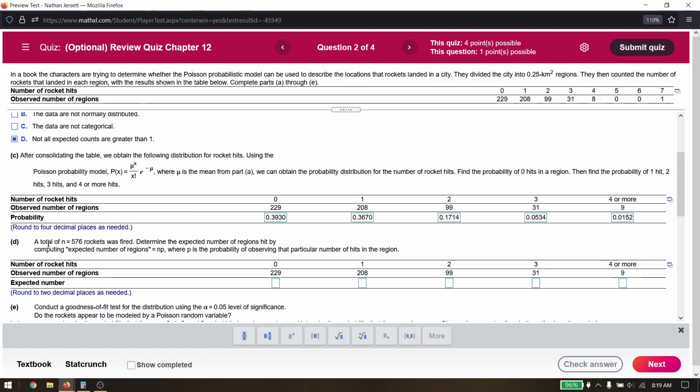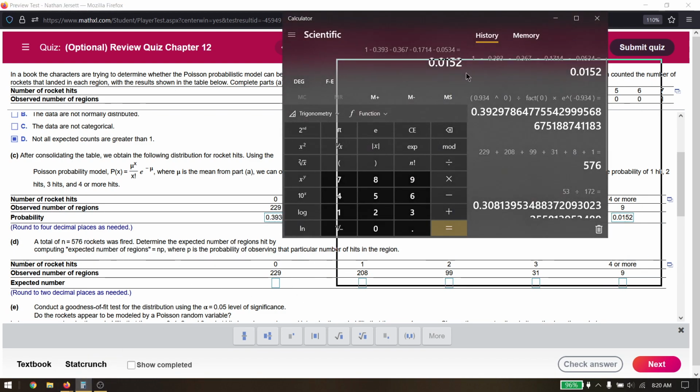Okay, continuing on. Now, 576 rockets were fired. Determining the expected number of regions hit by computing expected number of regions equals n times p. P is the probability of observing a particular number of regions hit. We're using the probability from the table we just found. So we're expecting this being the probability, and we're going to multiply these by 576 to get the expected number based on the Poisson probability model. So all we really need to do is just take 0.3930, multiply that by 576, and that is the expected number for 0 rockets hitting it.